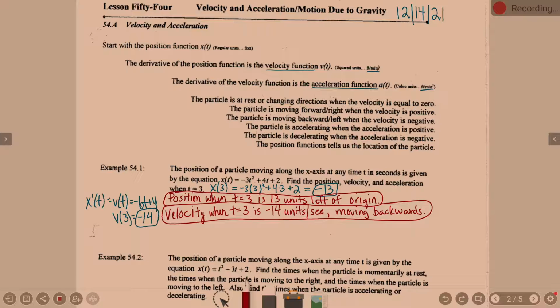Then we need the acceleration. So what do I have to do for acceleration? Yeah. We're going to do x double prime, which if you want, you could think of it as v prime. And that's going to be a. And what is that? Yeah, the derivative of negative 6t plus 4 is negative 6. What is that when you plug in 3? Okay. And so when you go to find a of 3 it is negative 6. Or in other words, the acceleration is always negative 6 at all times.